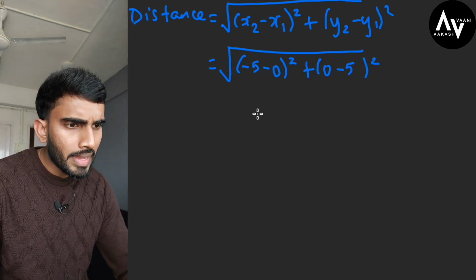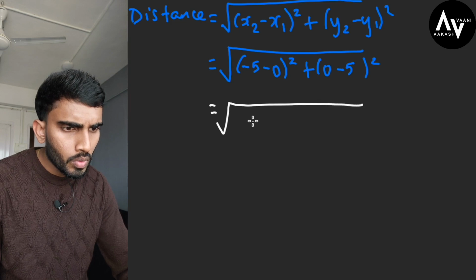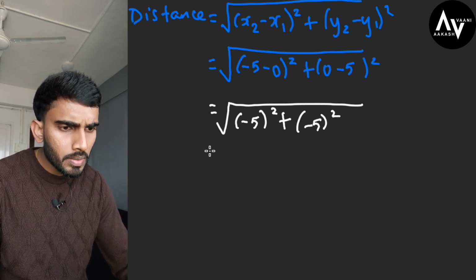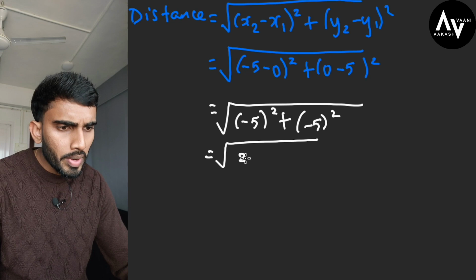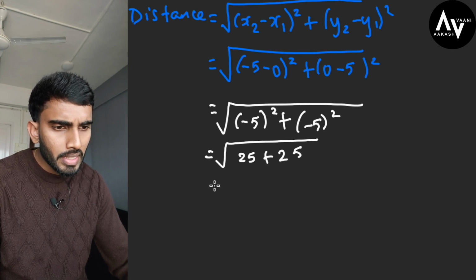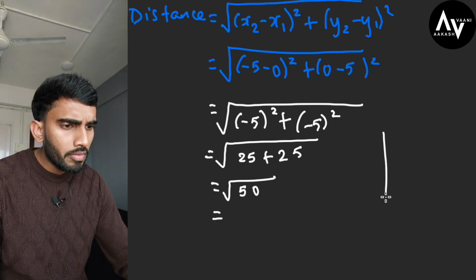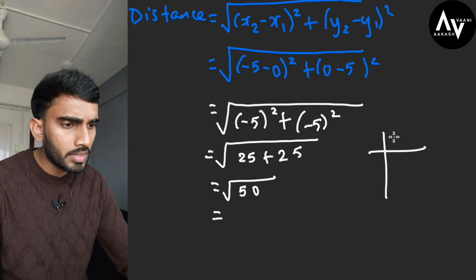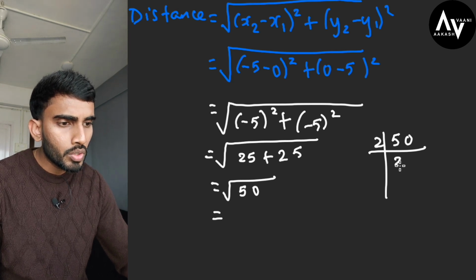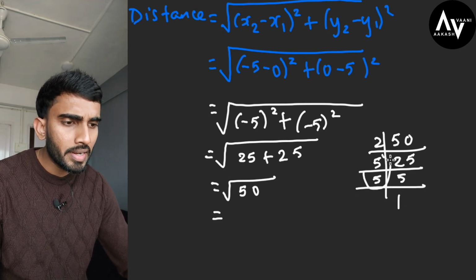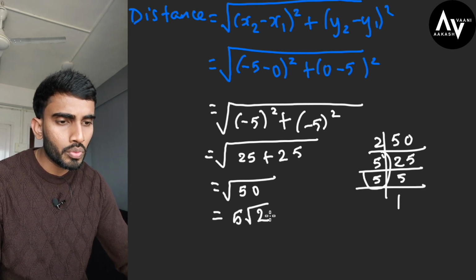As a result, we get (-5) square plus (-5) square. This gives us 25 plus 25, and that is root 50. And the square root of 50, when we find its prime factors, we get 2 twenty-fives are, 5 fives are, and 5 ones are. As a pair of 5 is there, we will get 5 root 2 units.